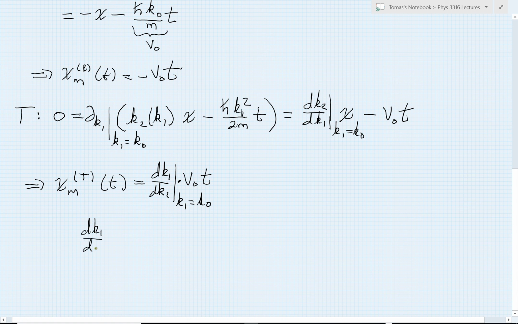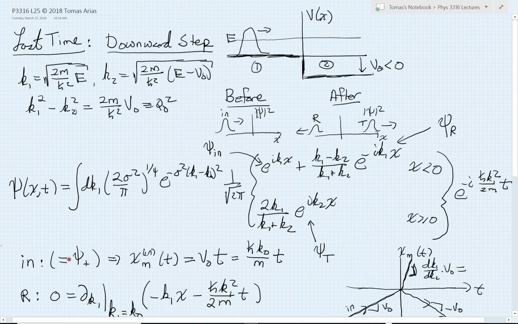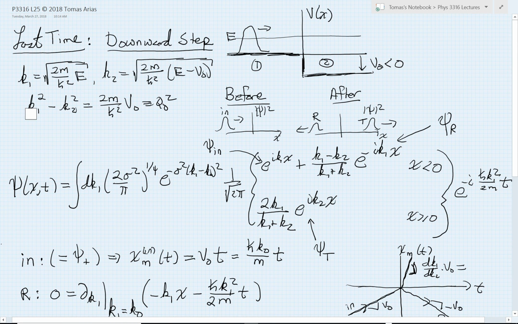Once we have that, we've answered all of the where and when type questions. So if I look at dk1, dk2, I could, of course, solve for k1 in terms of k2 and think about taking these derivatives. That will work. It will just get me into some messy algebra. There's a nice shortcut.